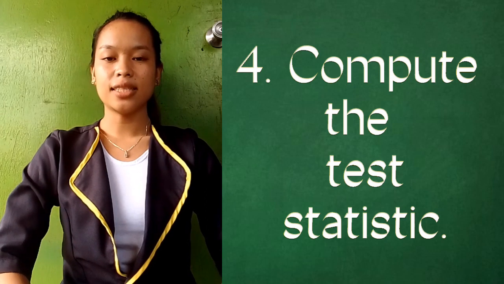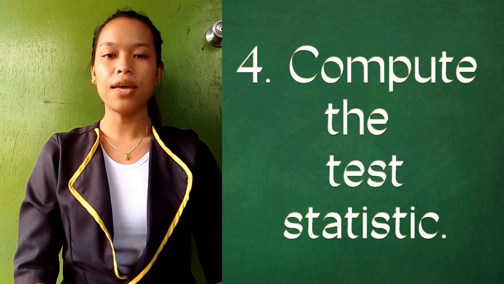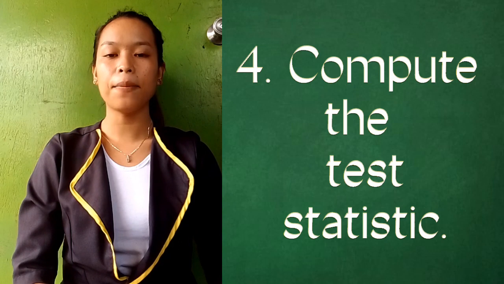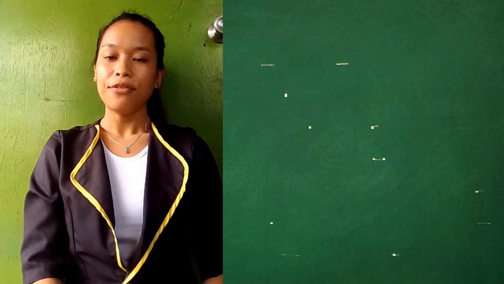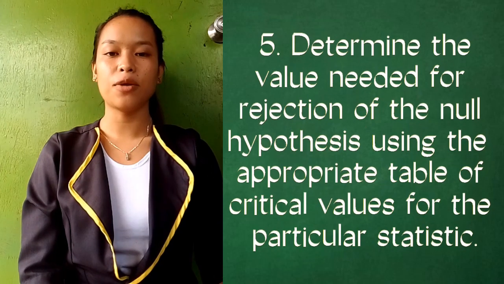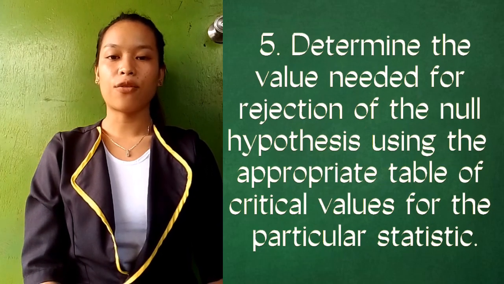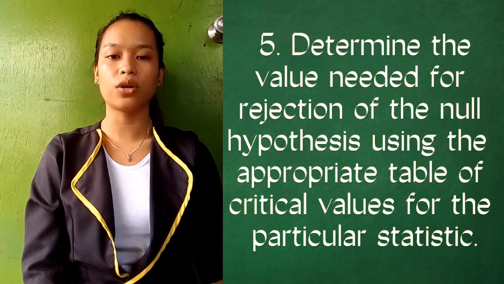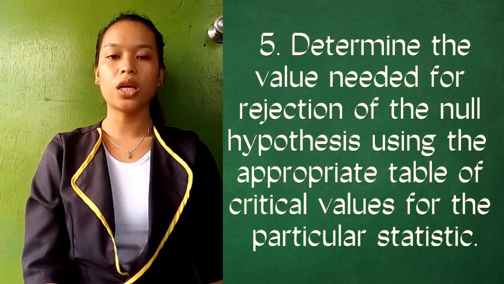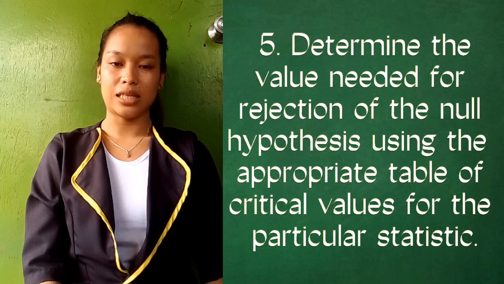The test statistic is used to calculate the p-value of your results, helping to decide whether to reject your null hypothesis. The fifth step is to determine the value needed for rejection of the null hypothesis using the appropriate table of critical values for the particular statistic.